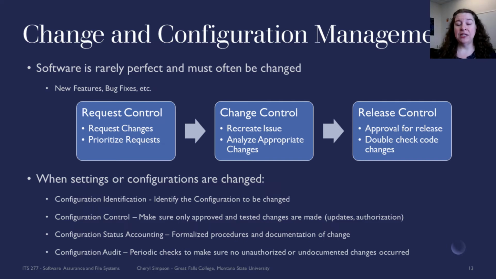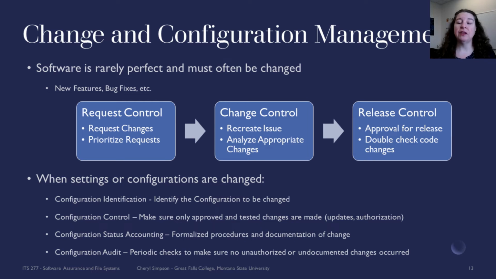Configuration status accounting is the formalized procedure and documentation of the change. You have to write it down somewhere, every single configuration change you made. Because if it turns out you did break something, we need to know what you changed so we can go back and undo it and fix it. What was it before and what is it now? A lot of times when you're trying to fix something or doing a configuration, you just start clicking buttons until you make it work. A lot of times you make it worse. You don't know what you've done, you can't undo it, now you're in trouble.